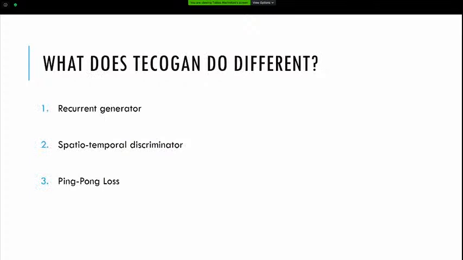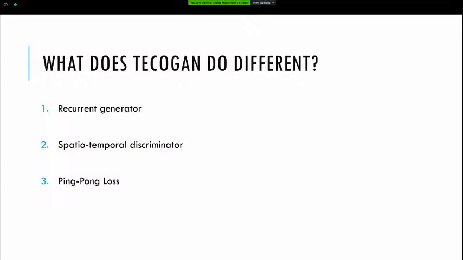So that was the general GAN, generative adversarial network. Now we're going to talk a little bit about TecoGAN, which is the network they built in the paper, Learning Temporal Coherence via Self-Supervision for GAN-based Video Generation, which is the paper we are talking about. What are they doing differently compared to normal GANs? They propose three new things.